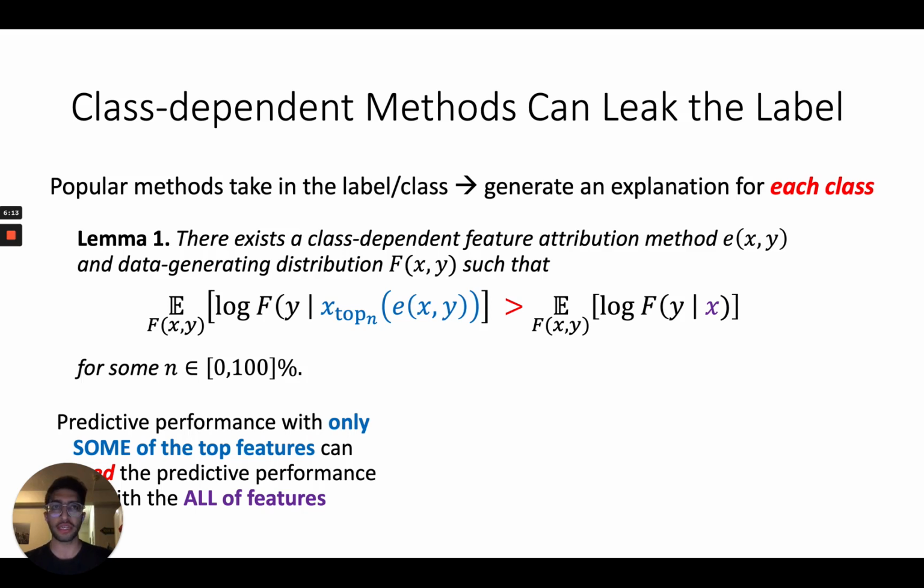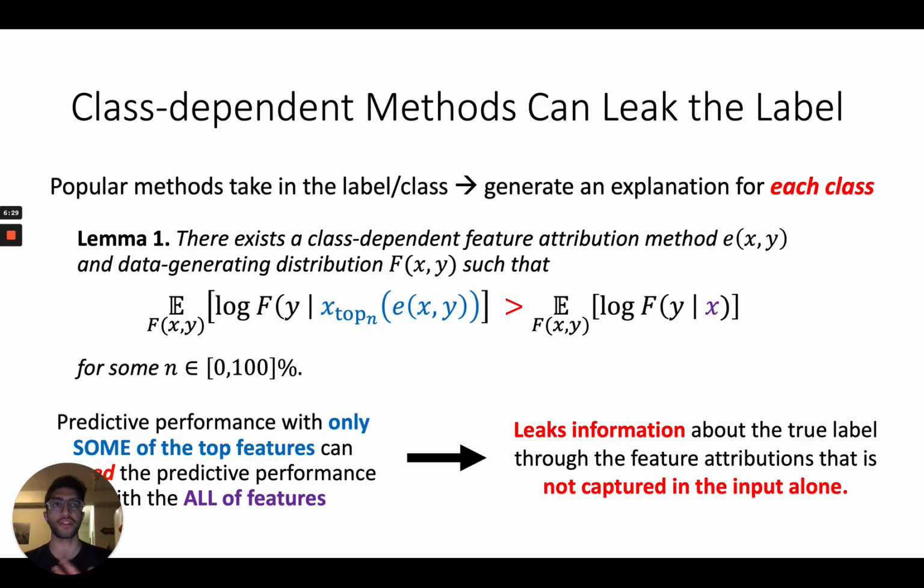Stating this more formally, we introduce the following lemma, which states that when working with class-dependent methods that generate an explanation for the label, the predictive performance with only some of the top features can exceed the predictive performance given all of the features. This shows that these methods leak information about the true label through the feature attributions that is not captured by the input alone.